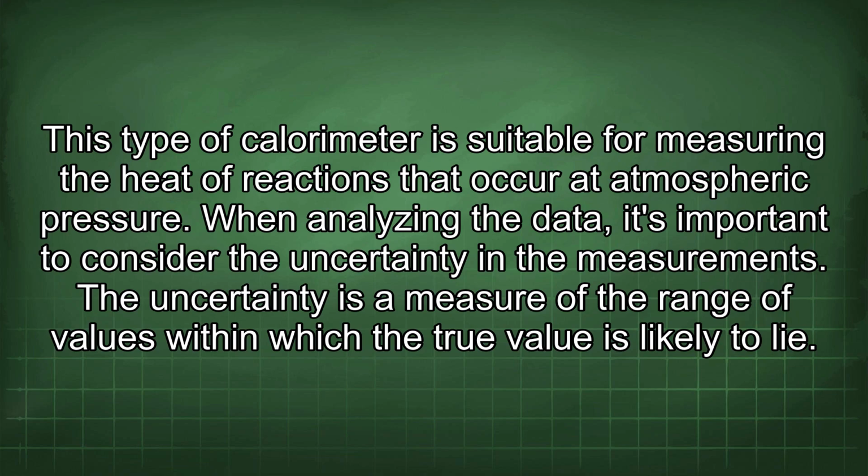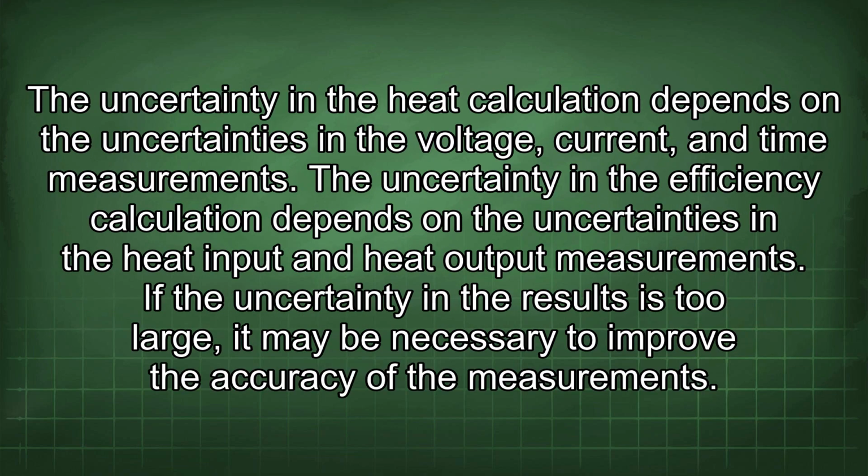When analyzing the data, it's important to consider the uncertainty in the measurements. The uncertainty is a measure of the range of values within which the true value is likely to lie. The uncertainty in the heat calculation depends on the uncertainties in the voltage, current, and time measurement. The uncertainty in the efficiency calculation depends on the uncertainties in the heat input and heat output measurements.